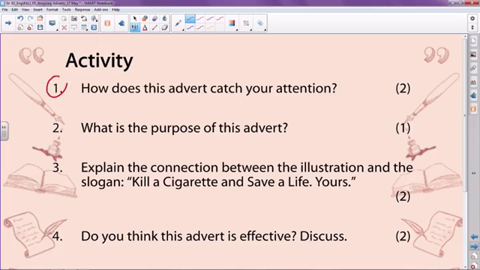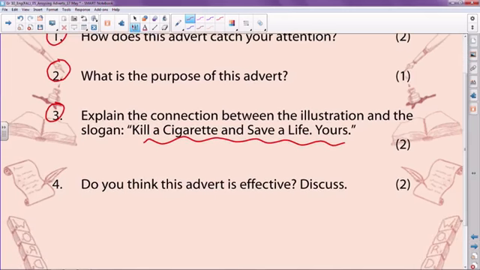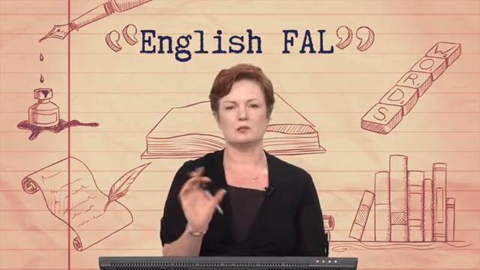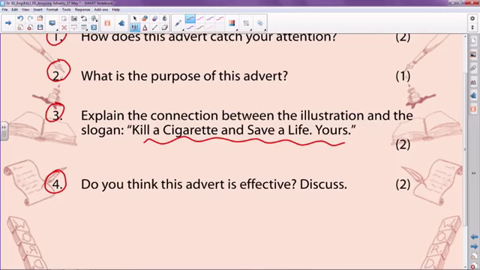Question number 1, how does the advert catch your attention? What is the purpose of the advert? Explain the connection between the illustration and the slogan, "Kill a cigarette and save a life, yours." And finally, do you think this advert is effective? I'm going to give you 2 minutes to do that, and I'll flick between the picture and the questions.